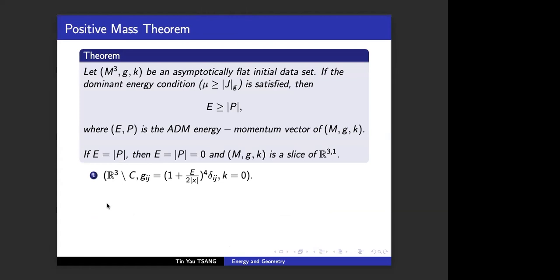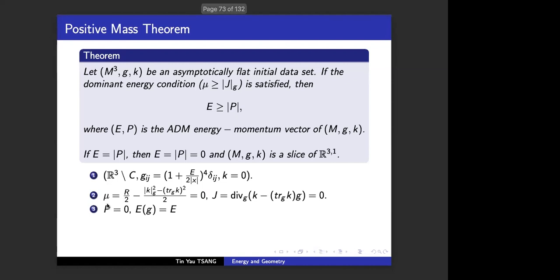This theorem, of course, most people here are experts, but just assume that we don't know this, and see a slightly so-called counterexample. Just take a compact set of R3, and we have this metric. Of course, it is asymptotically flat, and k is just vanishing. Then mu, by direct computation, is just zero. And J, because k vanishes, must be zero, which means the dominant energy condition is satisfied. And P will be zero, and the energy is just the parameter E, but E can be arbitrary. So the positive mass theorem is quite interesting in that sense.